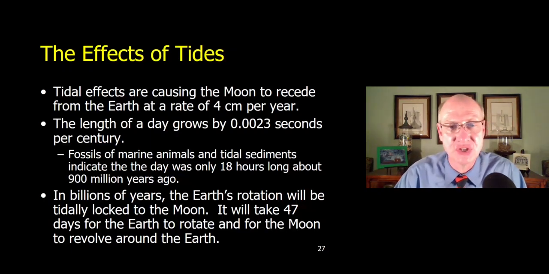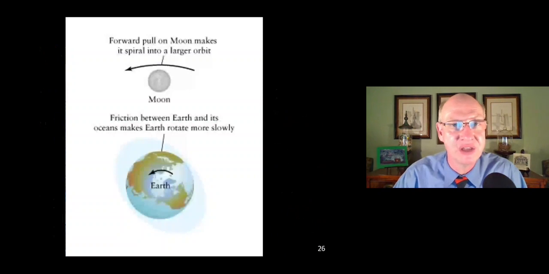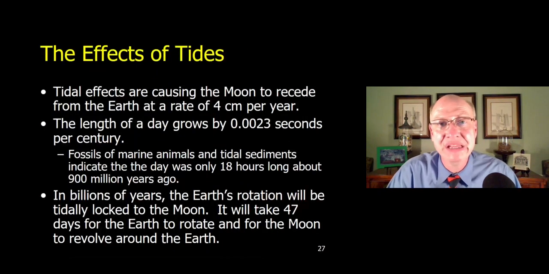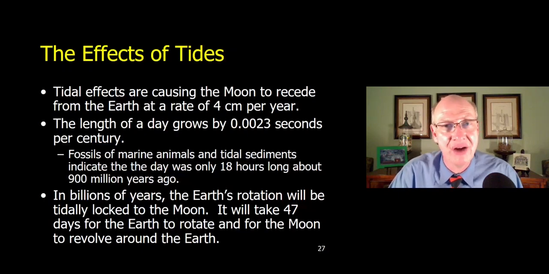Interestingly, there's an interesting consequence of the fact that the moon is pulling away from us and the Earth is slowing down. Billions of years from now, the Earth's rotation will be tidally locked to the moon. Just like Pluto and its moon Charon, our Earth and our moon will be tidally locked to one another. The moon already keeps the same face towards the Earth, but the Earth will keep the same face towards the sun. And the Earth will have slowed down enough that it will take 47 days for the Earth to rotate once on its axis. And it'll take 47 days for the moon to revolve around the Earth.